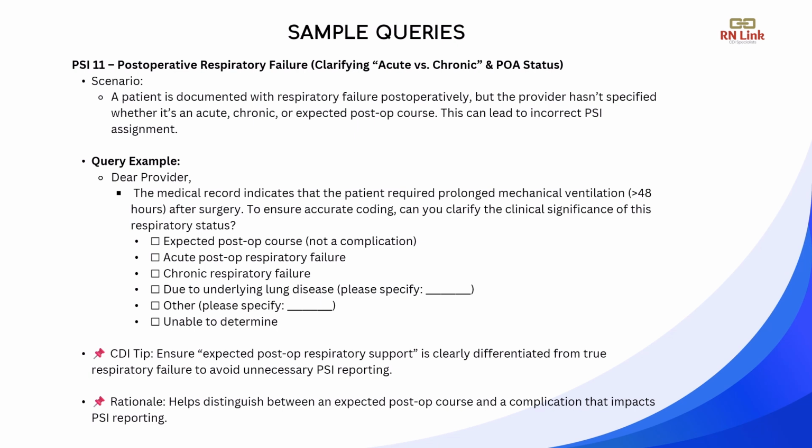Query example: Dear provider, the medical record indicates that the patient required prolonged mechanical ventilation, greater than 48 hours, after surgery. To ensure accurate coding, can you clarify the clinical significance of this respiratory status? Expected post-op course, not a complication. Acute post-op respiratory failure. Chronic respiratory failure. Due to underlying lung disease, please specify. Other, please specify. Unable to determine.